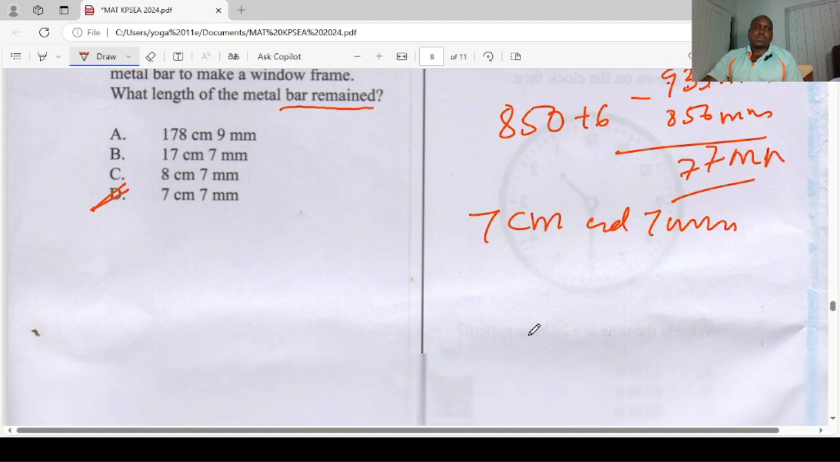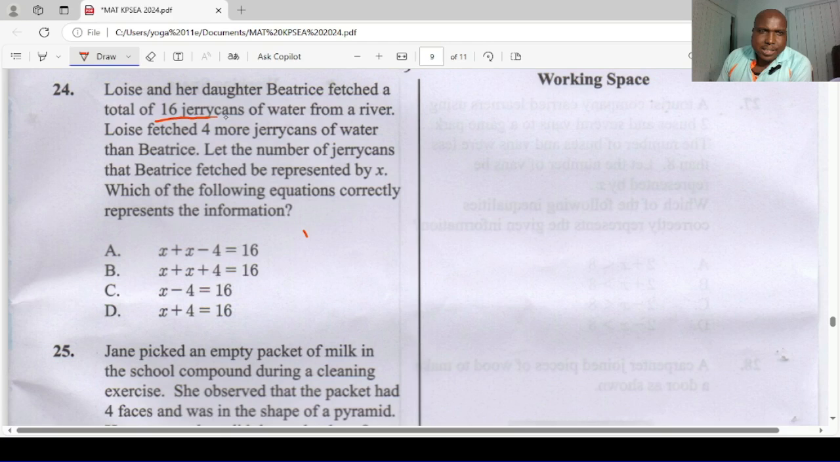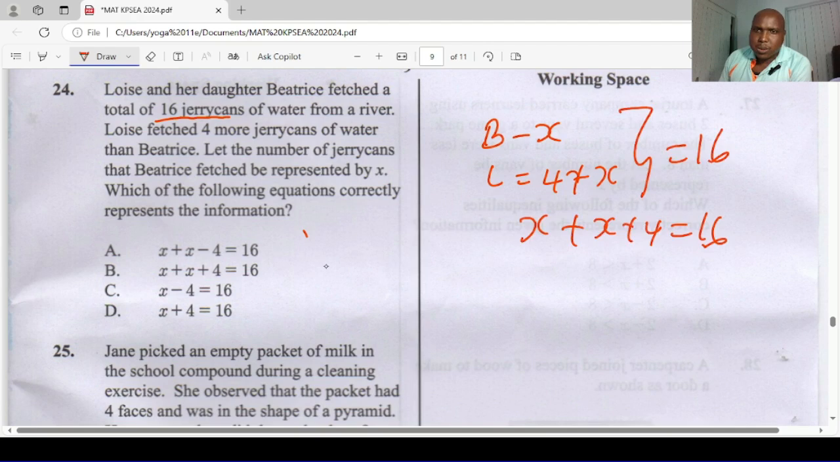Louis and her daughter Beatrice fetched a total of 16 jerrycans of water from a river. Louis fetched 4 more jerrycans of water than Beatrice. Let the number of jerrycans that Beatrice fetched be X. Which of the expressions? So Beatrice is X. Louis and her daughter Beatrice. Yes, Beatrice and then Louis. It is 4 plus X. But the total equals 16. So it is X plus 4, which is equal to 16.